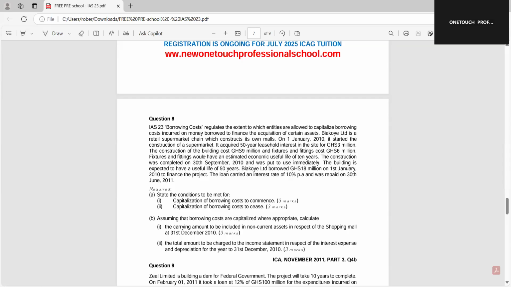What are the conditions that have been met before commencement of capitalization? Borrowing costs must be incurred. Expenditure must be incurred. Necessary activities must be taking place. Essential activities must be carried on to make the asset ready for its intended use. Is that not it? Exactly so.